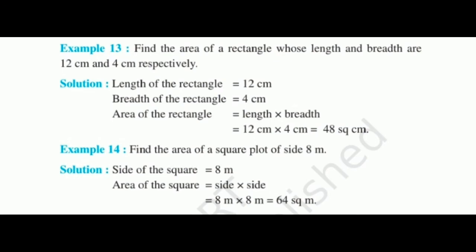The next example is find the area of a square plot of side 8 meter. We know that all the sides of a square are equal. So area of a square, we know side into side, which is 8 meter into 8 meter equals 64 square meter.